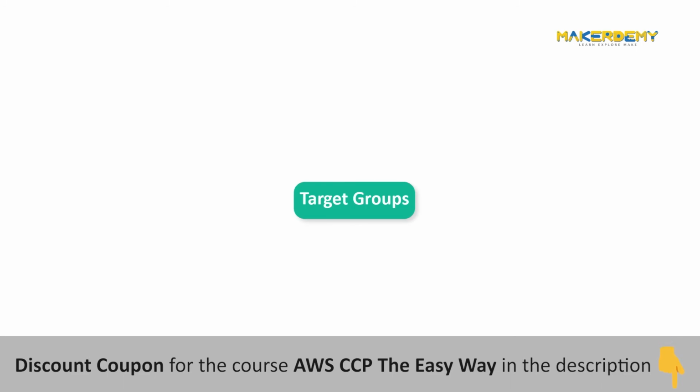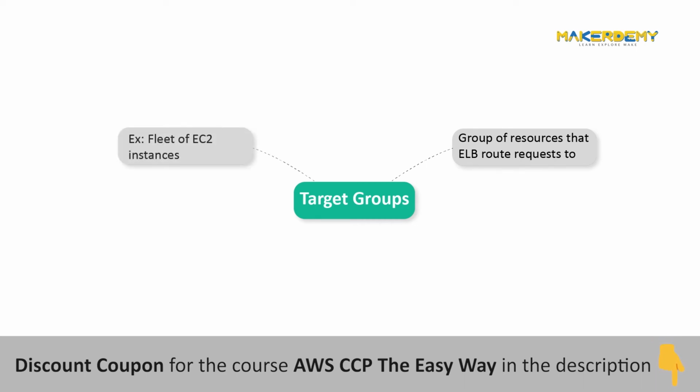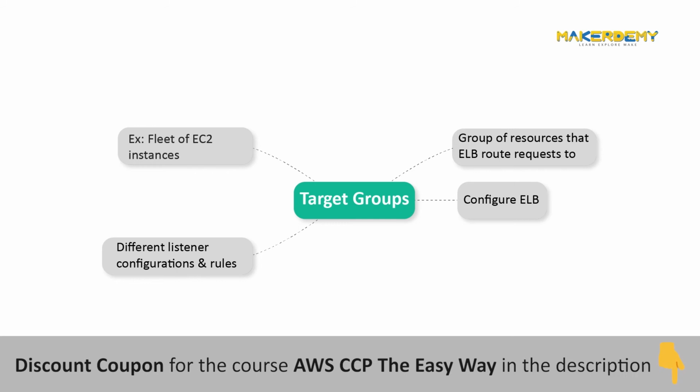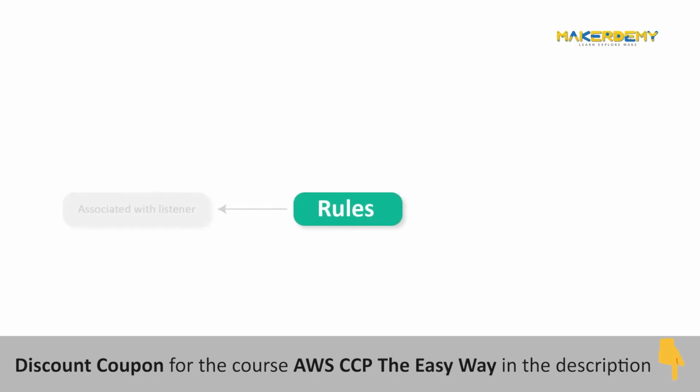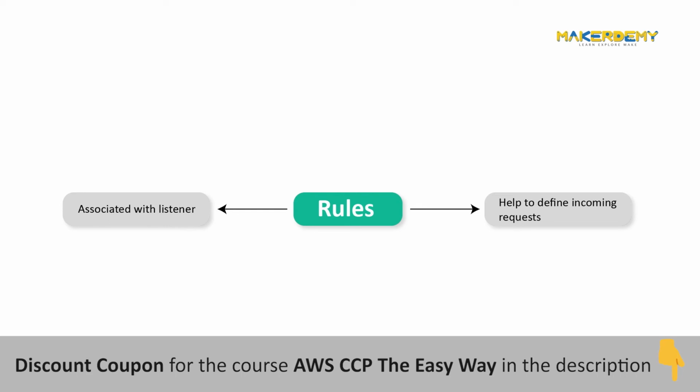Target groups. A target group is a group of your resources that you want your ELB to route requests to, for example, a fleet of EC2 instances. You can configure your ELB with a number of different target groups, each associated with a different listener configuration and associated rules. This enables you to route traffic to different resources based upon the type of request. Rules. Rules are associated with each listener that you have configured within your ELB. They help to define how incoming requests get routed to which target group.